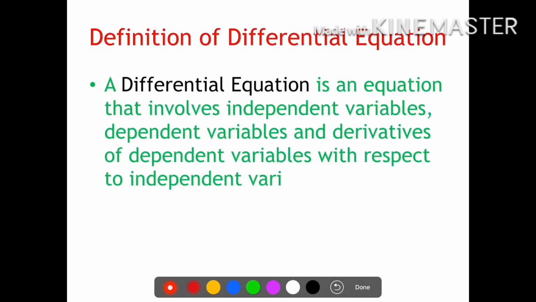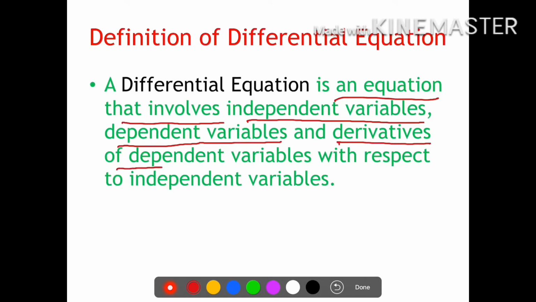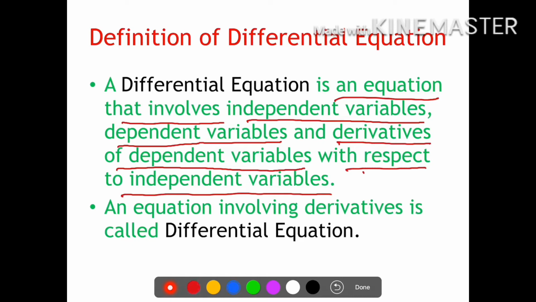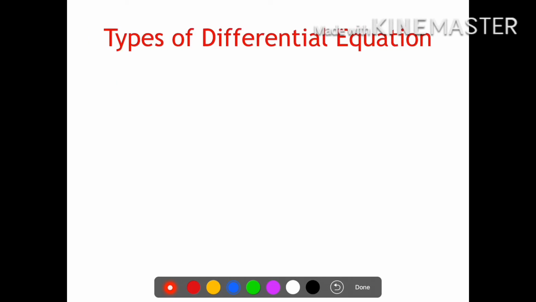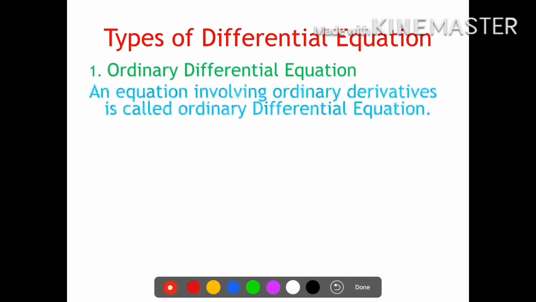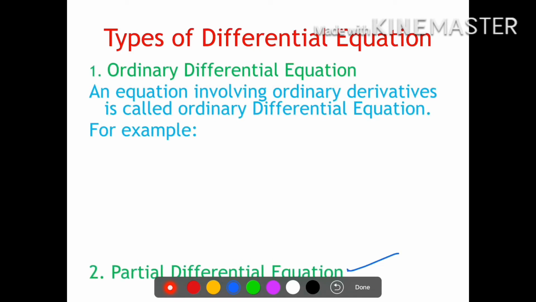Let's know what a differential equation is. A differential equation is an equation that involves independent variables, dependent variables, and derivatives of dependent variables with respect to independent variables. In short, we can say an equation involving derivatives is called a differential equation. Now comes the types of differential equation. Differential equations are generally of two types. First one is ordinary differential equation and the second one is partial differential equation.